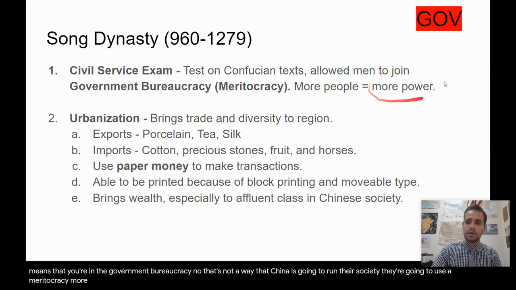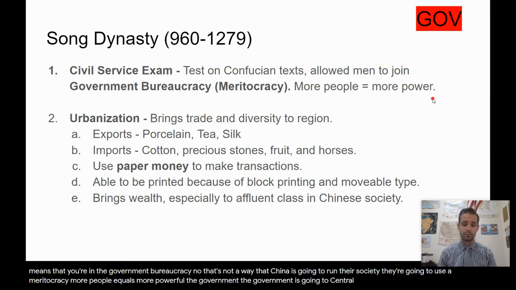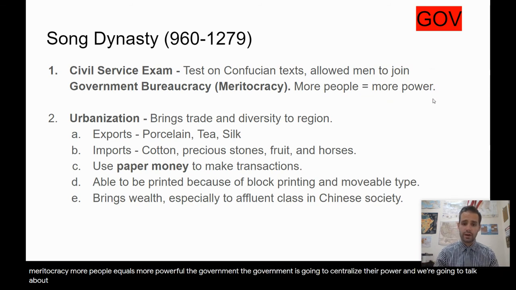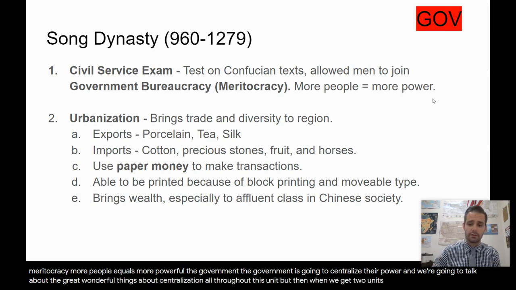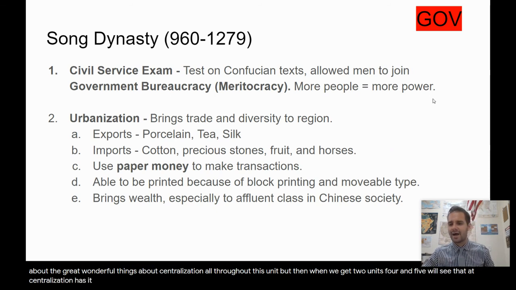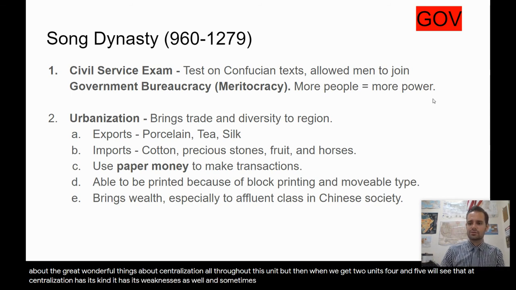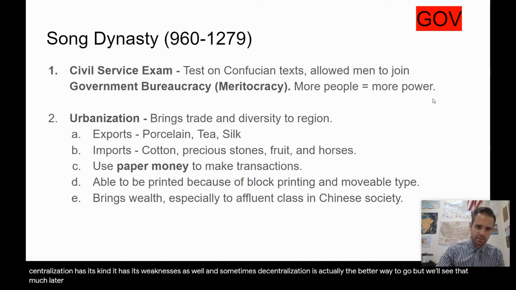More people equals more power for the government. The government is going to centralize their power, and we're going to talk about the great, wonderful things about centralization all throughout this unit. But then when we get to units 4 and 5, we'll see that centralization has its cons. It has its weaknesses as well. And sometimes decentralization is actually the better way to go. But we'll see that much later in our study.